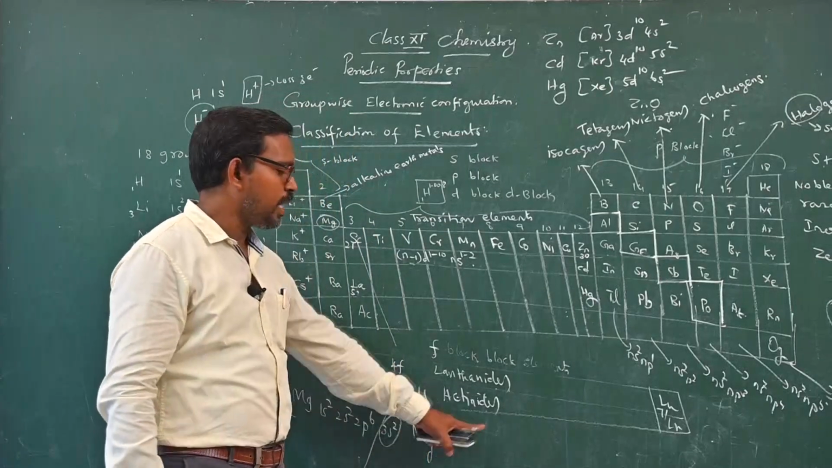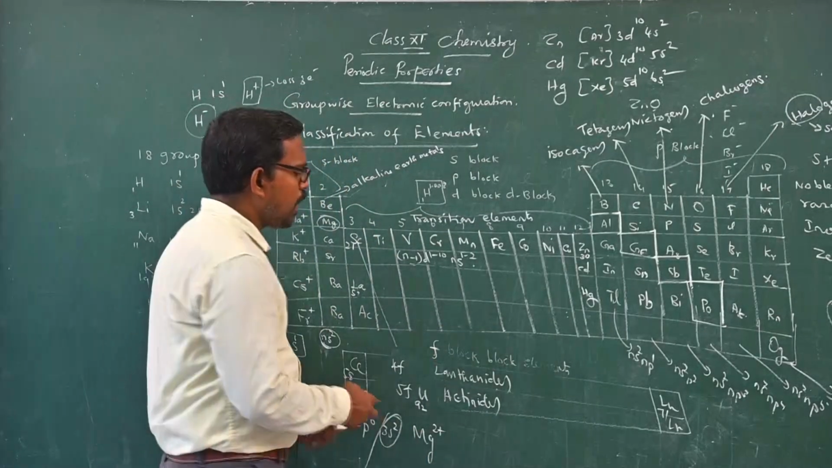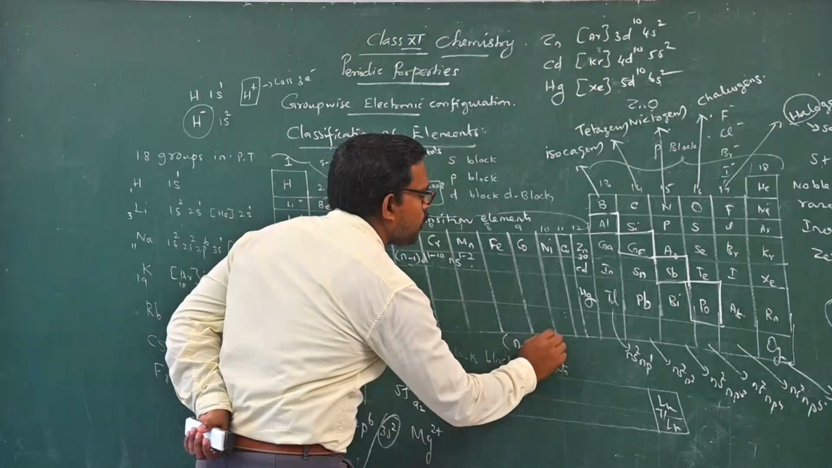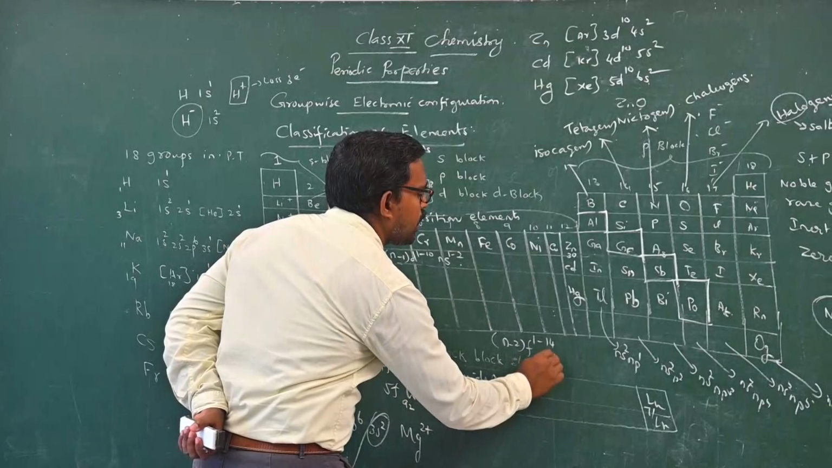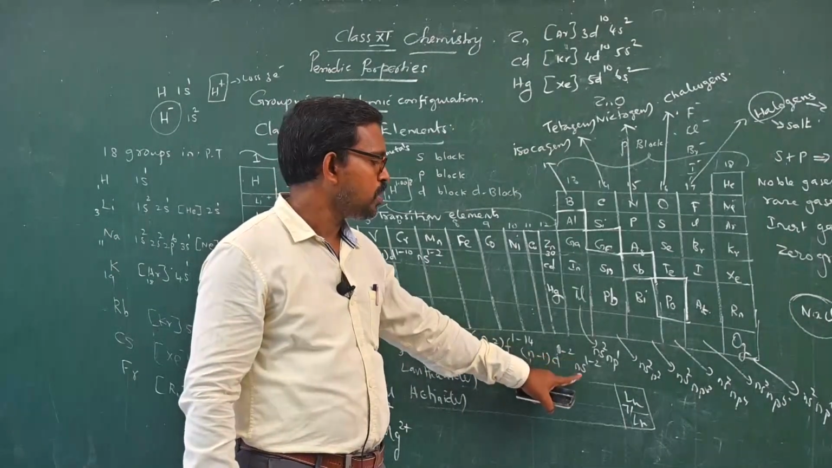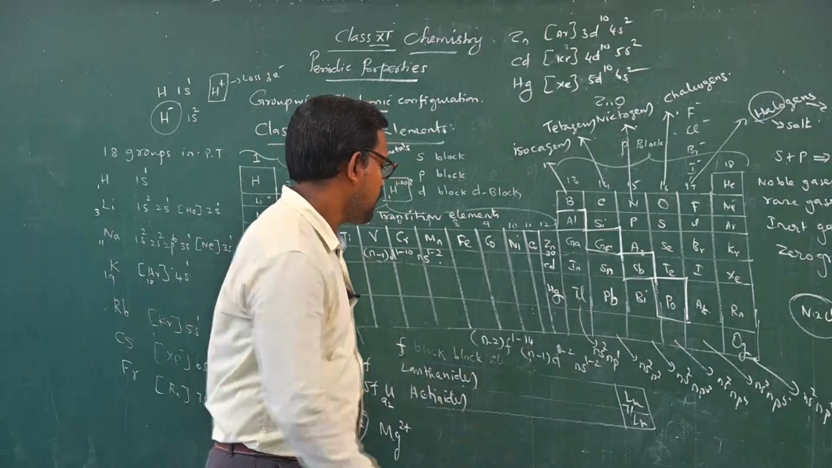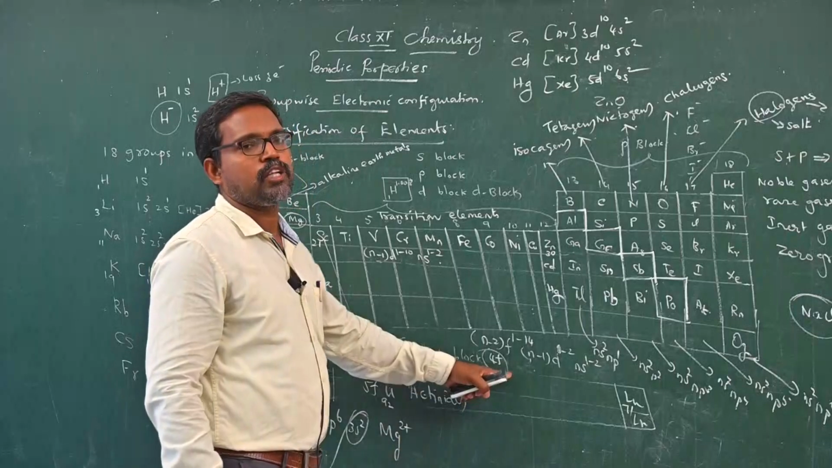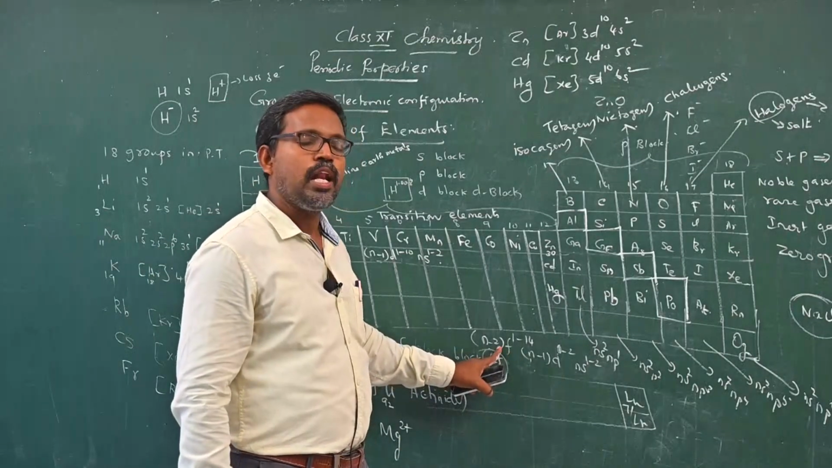So, transuranium elements. The general electronic configuration is (n-2)f 1 to 14, (n-1)d 0 to 2, ns 1 to 2. Here the electrons enter into the 4f orbital. This is the general electronic configuration of the lanthanides.